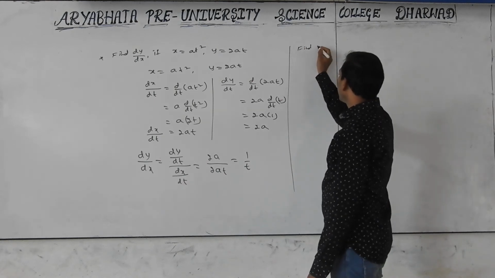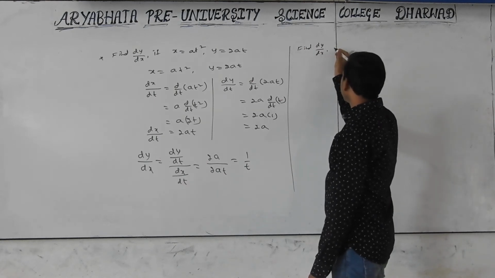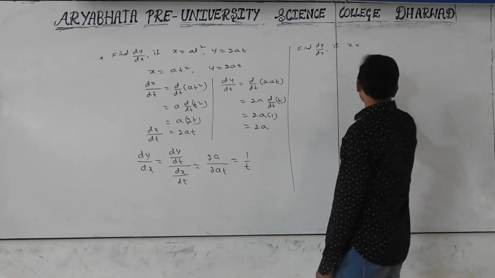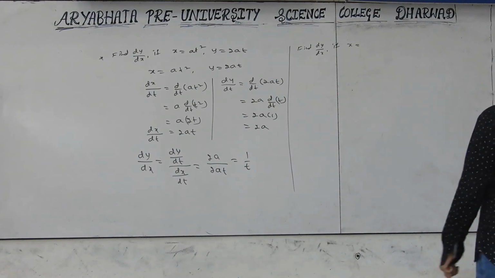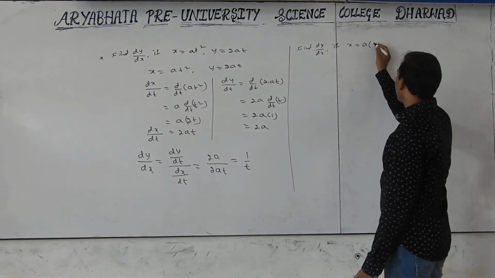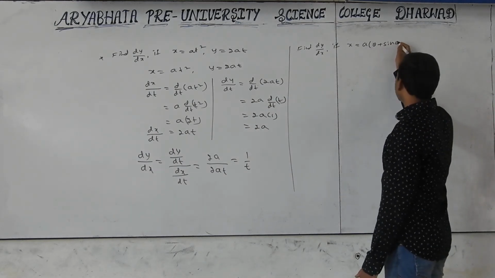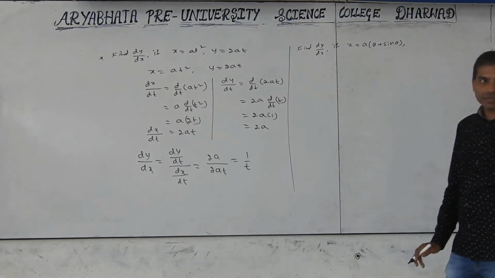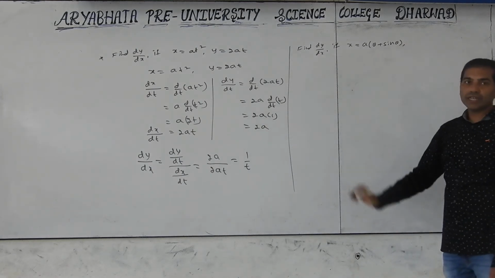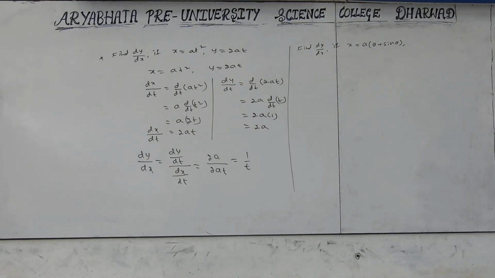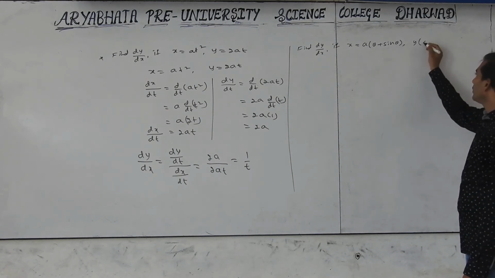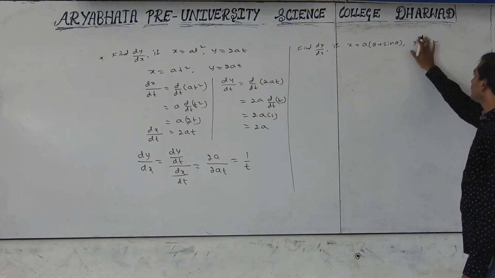Find dy/dx if x is equal to a into theta plus sin theta. This is the most important one. It was asked many times, either 2 or 3 marks from this. x is equal to a into theta plus sin theta, next y equal to a into 1 minus cos theta.